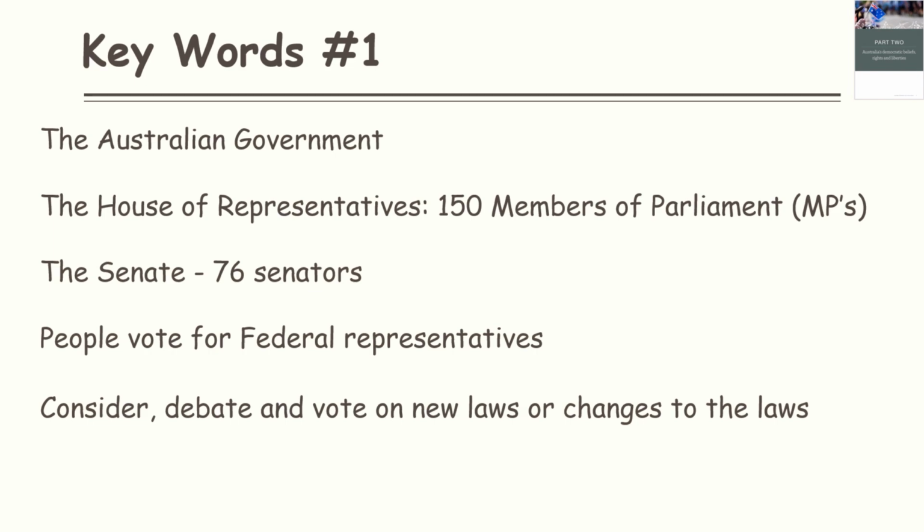Let's say the key words together. The Australian Government. The House of Representatives, 150 Members of Parliament, MPs. The Senate, 76 senators. People vote for federal representatives. Consider, debate, and vote on new laws or changes to the laws.